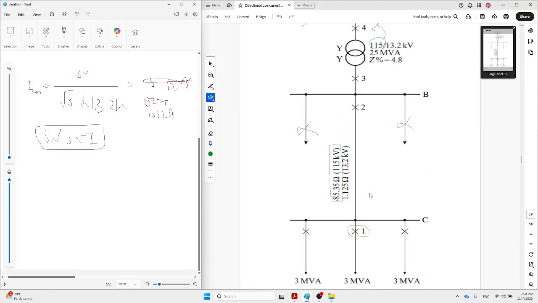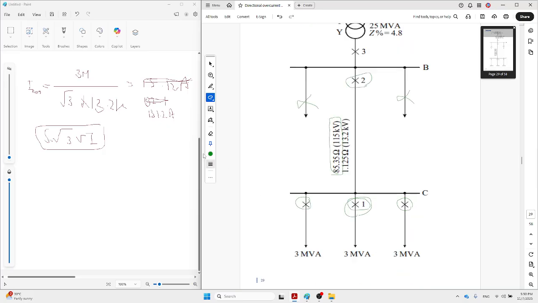Then relay 2 is placed here. The nominal current is the current of this one plus this one plus this one, since the 3 have the same value. So I nominal for relay number 2 at voltage 13.2 kilovolt is 3 times 131.2, which is 393.6.